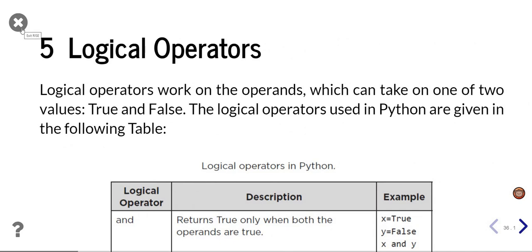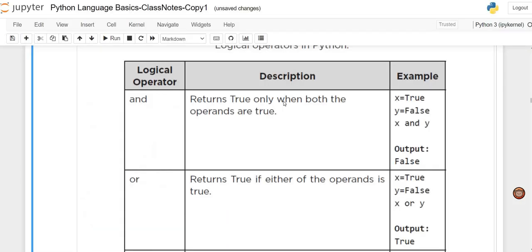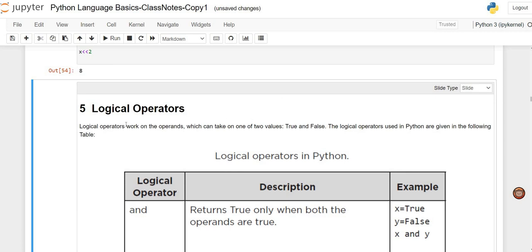So next we are going to look at logical operations. This one is one of the simple things, so we are just going a bit fast. Logical operations work on operands. We can take one or two values, which means true or false.